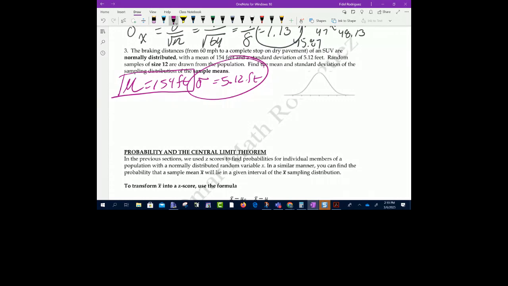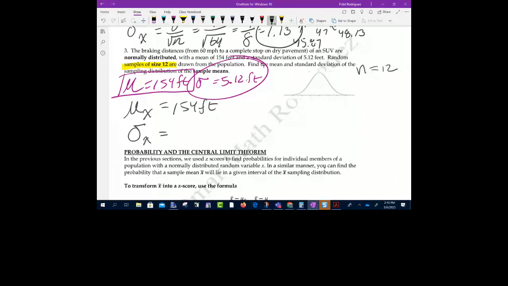Now, what we want to do, it says, look, we're taking a look at samples of size 12, okay? So y'all, that's telling me that my n is 12. So if we took 12 SUVs and found their average, how long does it take them to stop? What would that average be? It would still be 154 feet. The average would still be 154.